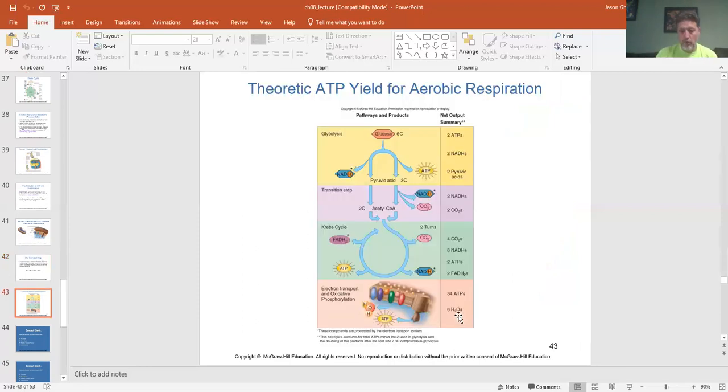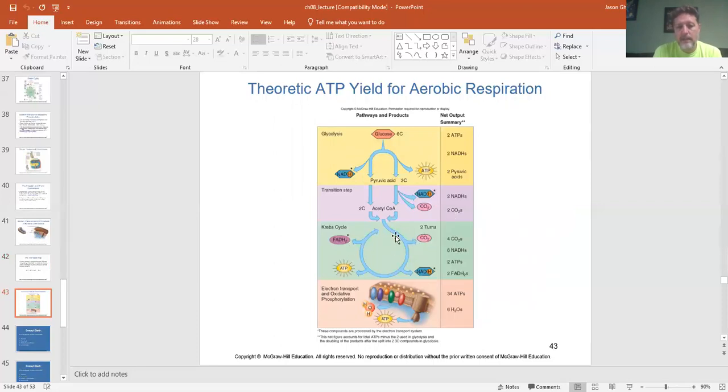So, review all of this. Glycolysis takes 1 6-carbon glucose and makes 2 pyruvic acids. It uses 2 ATPs, so it has a net gain of 2 ATPs and 2 NADHs. The lead-in step produces 1 NADH per pyruvic acid, so it's going to produce a total of 2 of them, and it's also going to make 2 carbon dioxides. The carbon dioxides are just keeping track of where the carbon molecules are.